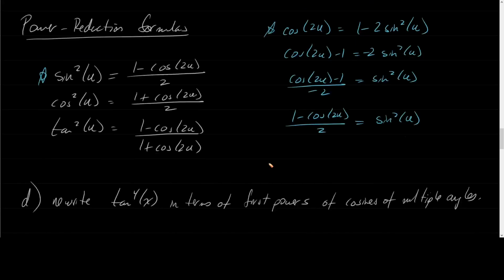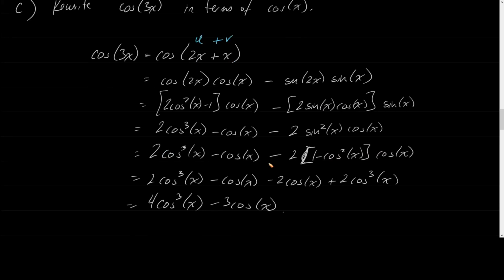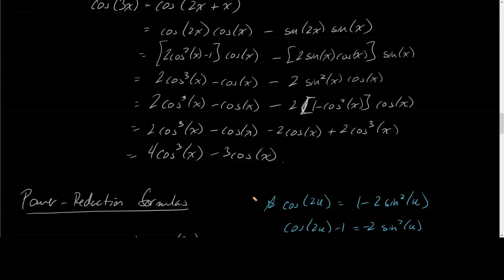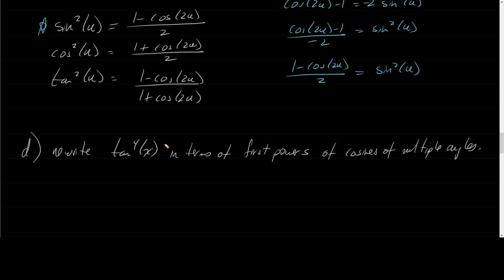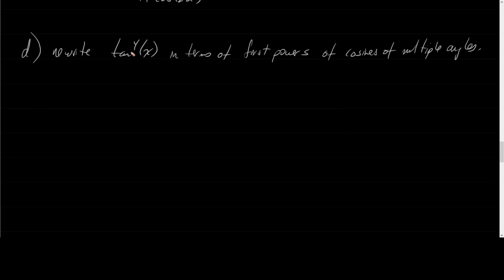So that's different from the last example that we did over here, where we were allowed to have different powers, but we wanted to make sure that the inside was just x. So now we're doing the opposite, where the inside is allowed to be more than just x, but the exponents must all be 1 because it says first powers. So let's see how we can do this. Well, we start with tangent to the fourth.